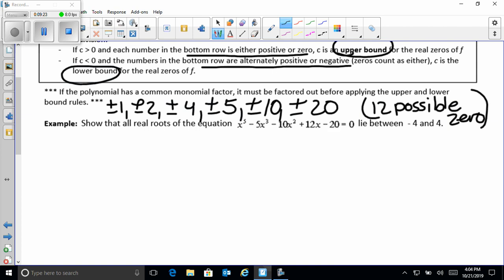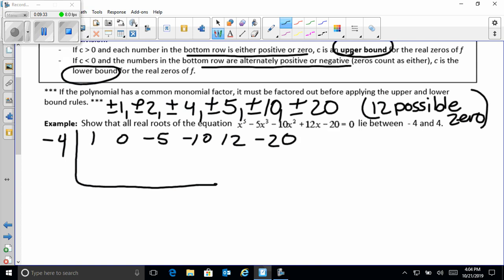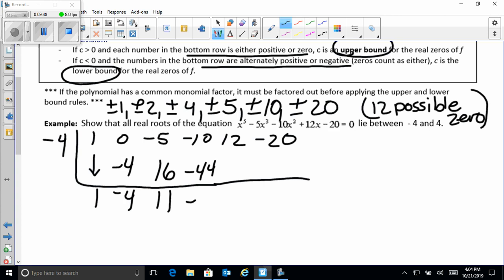So let's just take a look at this. If I synthetically divide by negative 4, 1, 0, negative 5, negative 10, 12, negative 20. Bring that down. That's a negative 4. And that's going to be negative 4. That'll be 16. That will be 11. Negative 44. Negative 54. Multiply that, and I get 216, so that will be 228, multiply that, and I get negative 912.